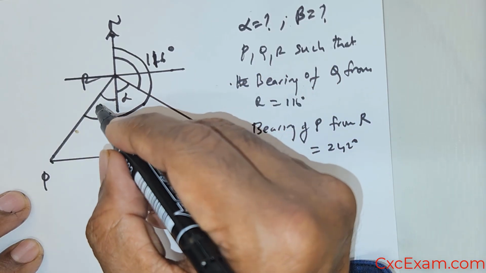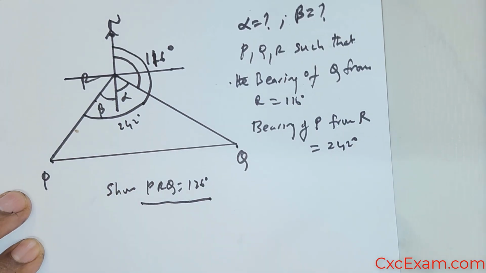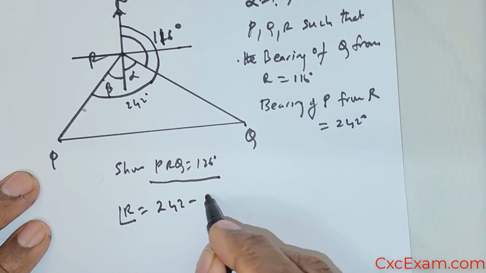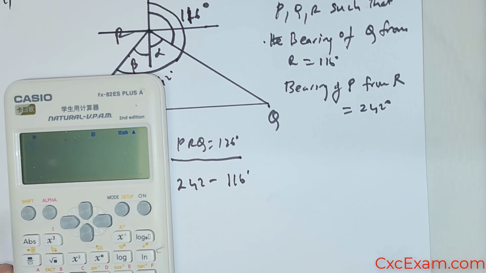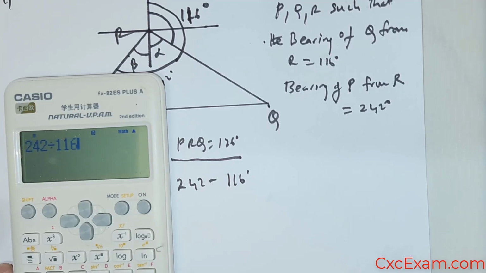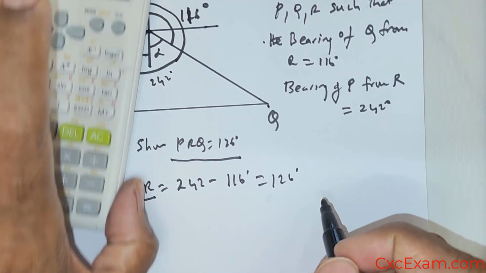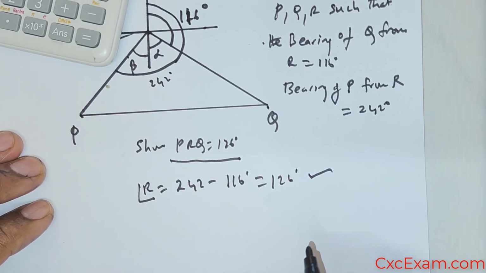Now to get this angle, say for example this angle is going to be my R, right? So to get the angle at R, all you need to do is from 242 take away 116 degrees. So what do you get? From 242 you take away 116 degrees. You get 126. So 126 degrees is already got. So the solution is already obtained.